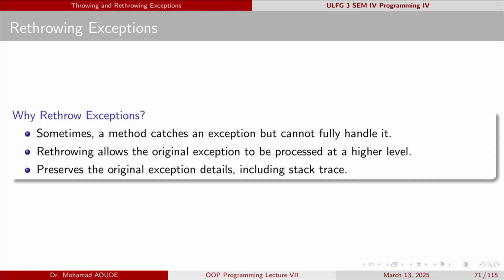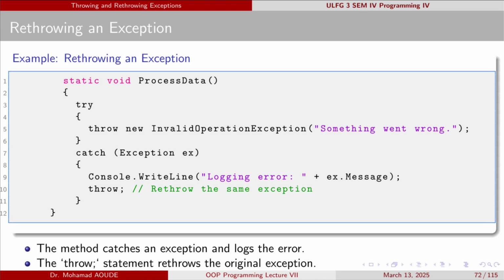Sometimes, a method catches an exception but can't fully resolve it. In this case, we log the error and rethrow it using throw. This preserves the stack trace and allows higher layers to respond appropriately. This example shows a method that catches and logs an exception. It then uses throw to pass it up unchanged. This is useful when you need to record the error but not suppress it.